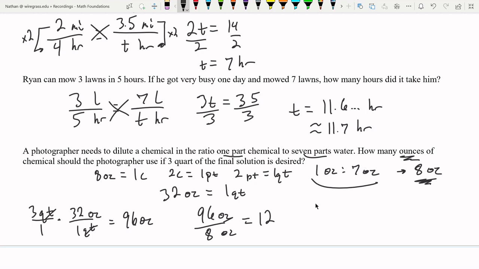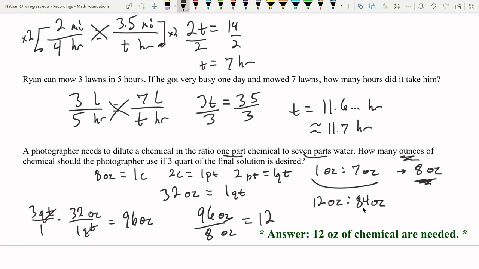12 times 1 is 12 ounces. 7 times 12 is 84 ounces. 12 plus 84 gives us 96 ounces of solution. 12 ounces of chemical mixed with 84 ounces of water. 12 plus 84 is 96 ounces total that we get. And that's exactly what we want. 96 is the same thing as 3 quarts, and 3 quarts is our final desired solution.